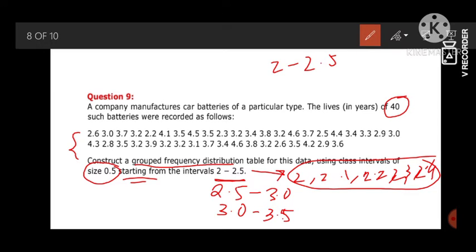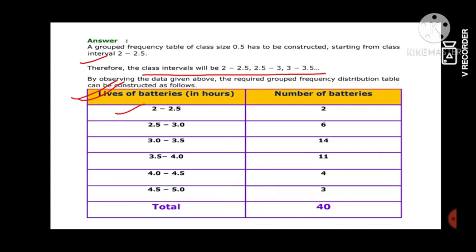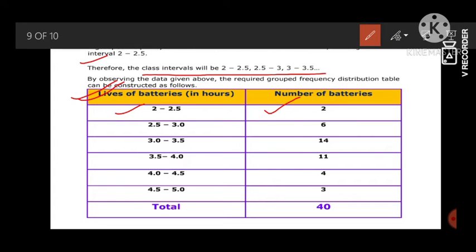So you can see the first number is 1 over here, then 2, only these two numbers we can find, 2.4 and 2.3. So the first frequency will be 2.